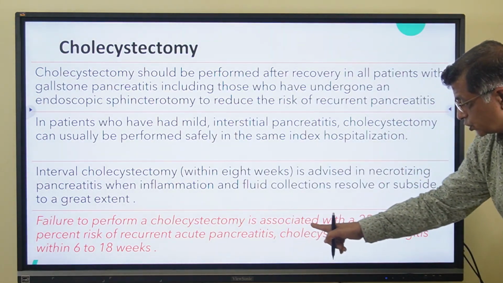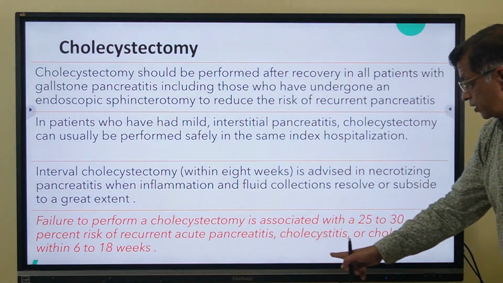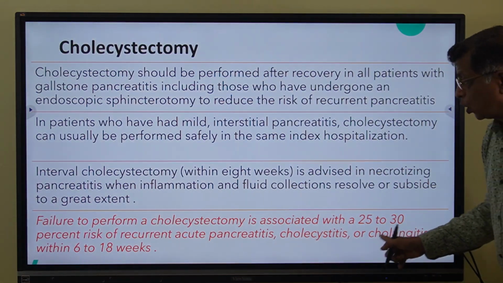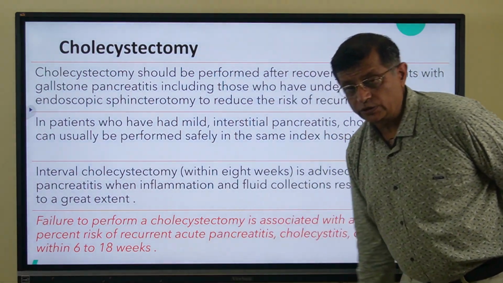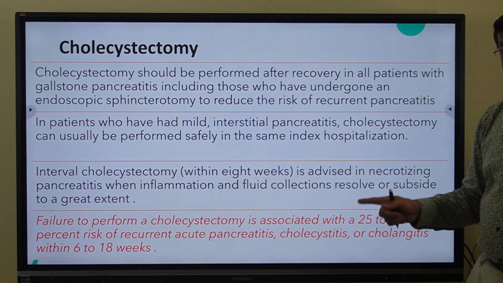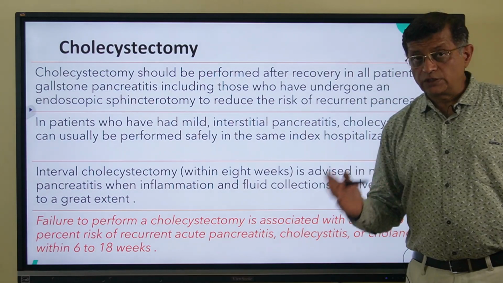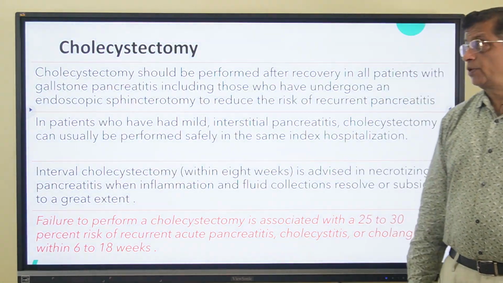Failure to perform cholecystectomy is associated with a 25 to 30% risk of recurrent acute pancreatitis, cholecystitis and/or cholangitis within 6 to 8 weeks. So if you do not do cholecystectomy, the patient can have recurrent pancreatitis, cholecystitis, cholangitis. So there is risk if you do not do cholecystectomy in time.